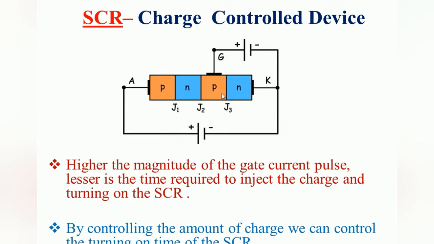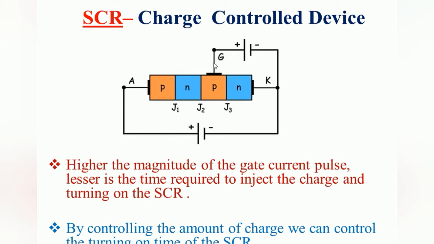Whenever we are applying the gate and cathode voltage, the number of minority charge carriers in that particular layer will be increased. So if you are forward biasing the SCR, J1 is forward biased, J3 is forward biased, but J2 is under reverse bias condition. Here the reverse bias is an open circuit. The current is not flowing from anode to cathode because it is reverse biased. It's an open circuit like that.